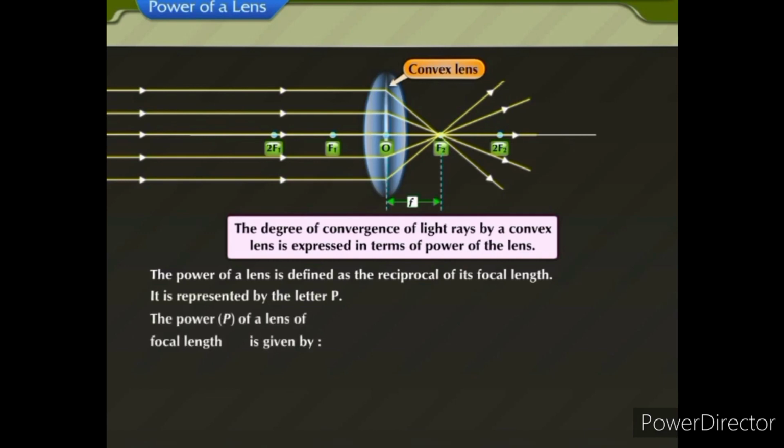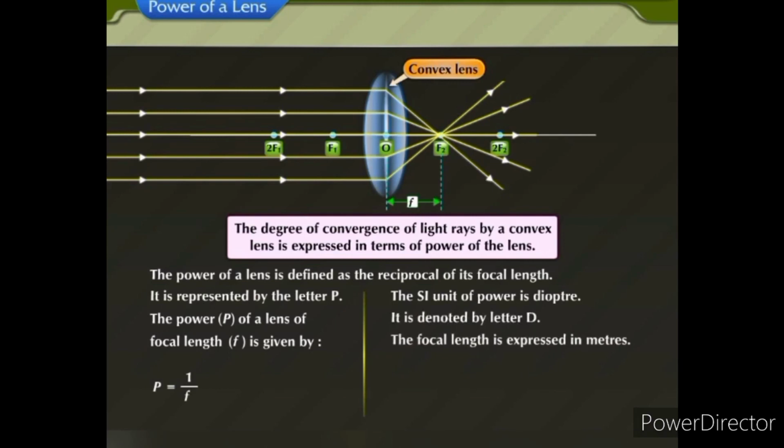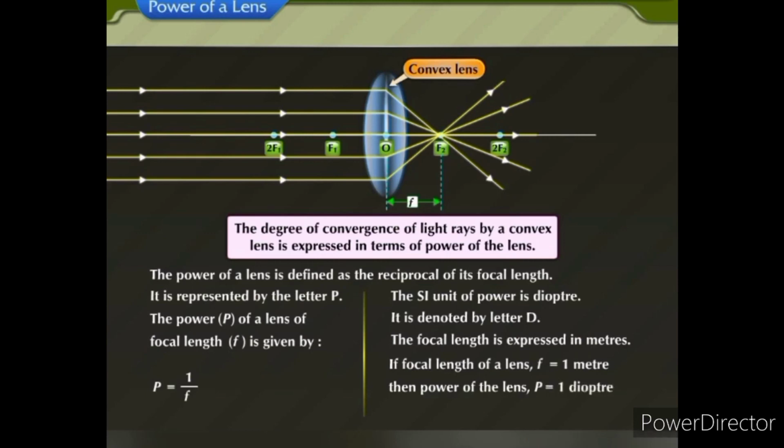Hence, the power P of a lens of focal length f is given by P is equal to 1 divided by f. The SI unit of power is diopter. It is denoted by letter D. The focal length is expressed in meters. Hence, if the focal length of a lens is 1 meter, then the power of the lens is equal to 1 diopter. That is, 1 diopter is equal to 1 divided by 1 meter.